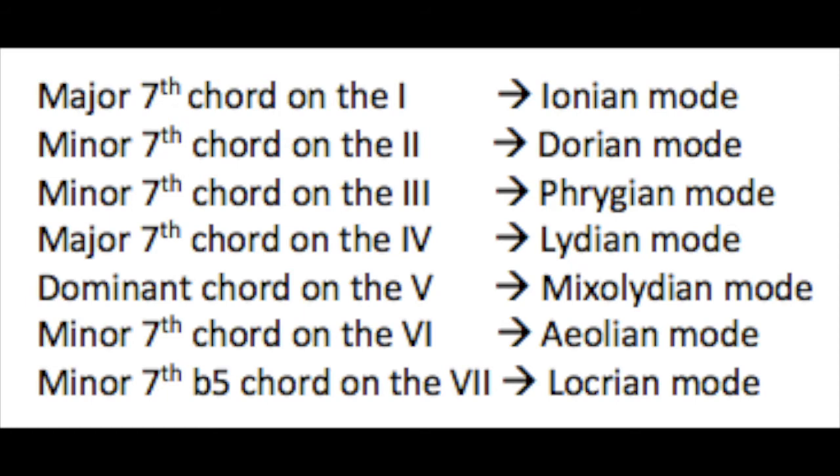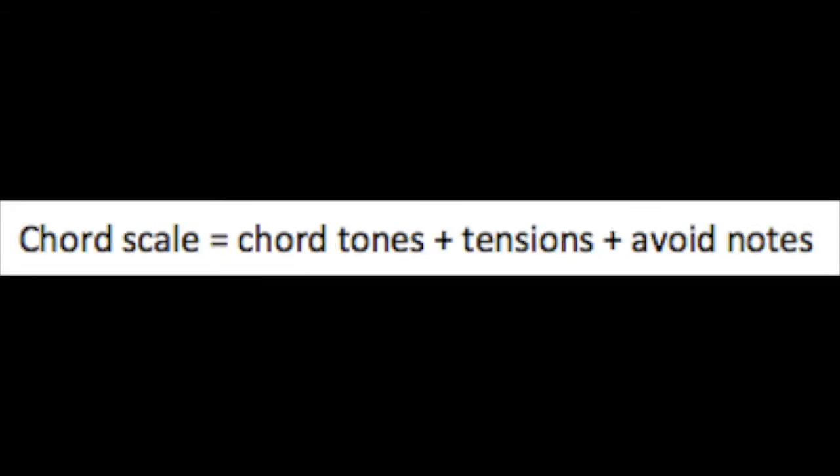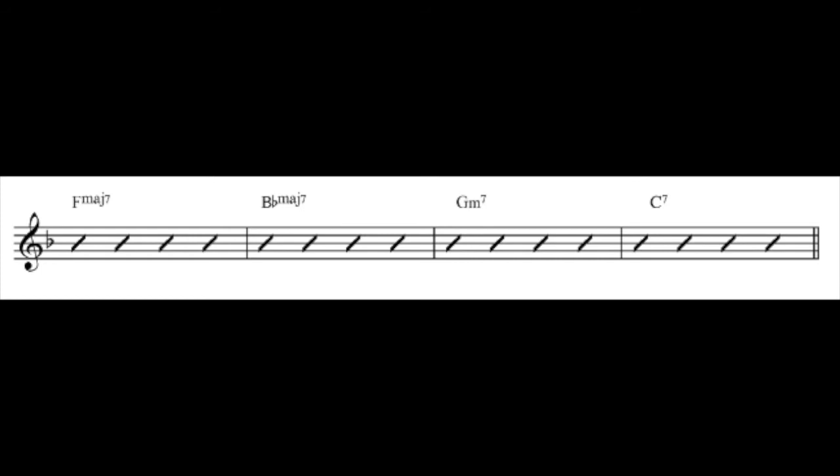If you have a minor seventh chord on the third degree, you know you can use the Phrygian mode, and so on. So a chord scale has chord tones, tensions, and avoid notes. This chord progression in F major is a 1, 4, 2, 5. So on the first degree, of course, we would play F Ionian. On the fourth degree, the B flat major 7, we would play Lydian.